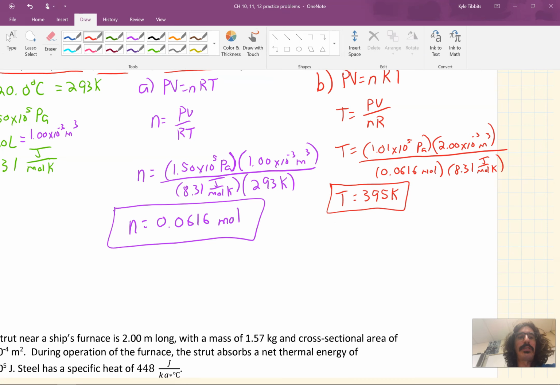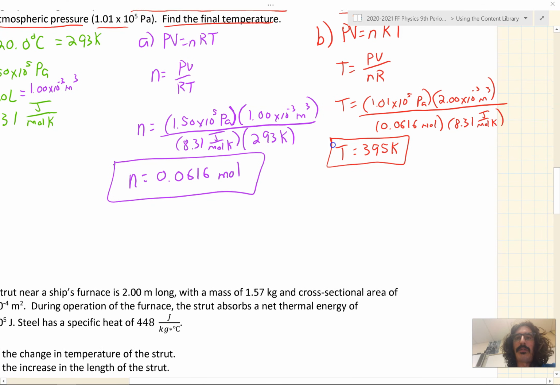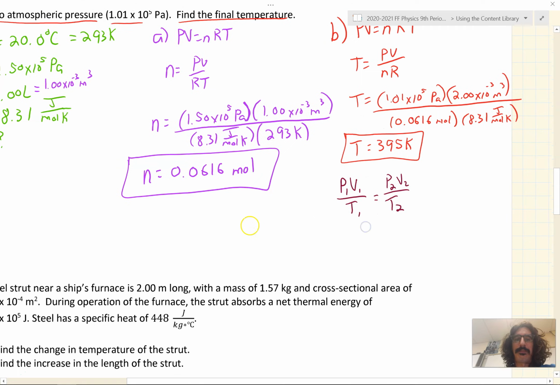We could have also solved for letter B by setting up a proportion. We could have said that P1 V1 over T1 equals P2 V2 over T2. If we didn't know the number of moles, we could have solved it using this method, and we would have gotten the same answer, 395 kelvins.